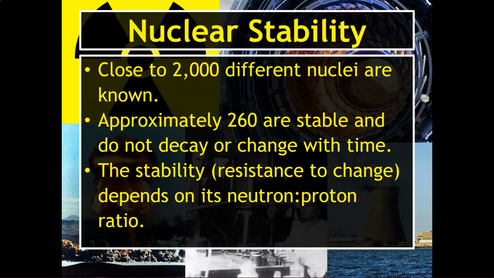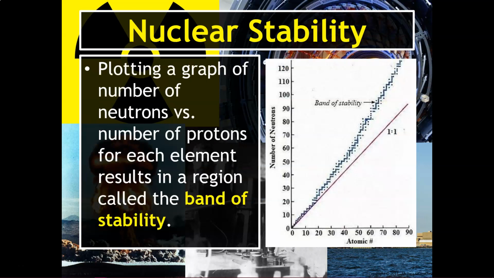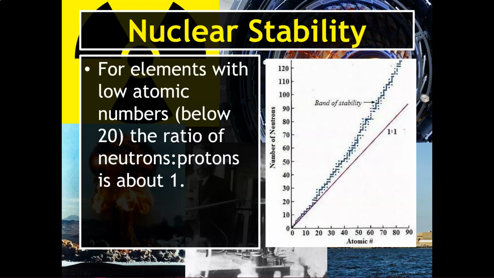The stability or resistance to change really depends on the neutron to proton ratio, and that's why there's only so many elements on the periodic table. Plotting a graph of the number of neutrons versus the number of protons for each element results in a region called the band of stability. For elements with low atomic numbers, below 20, the ratio of protons to neutrons is about 1.